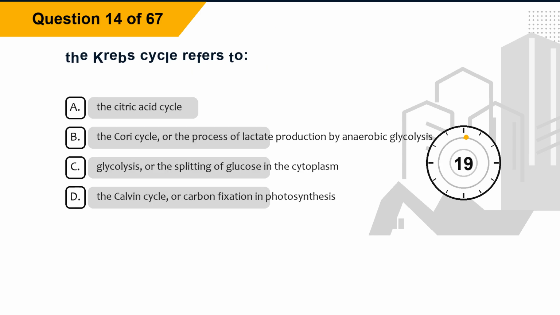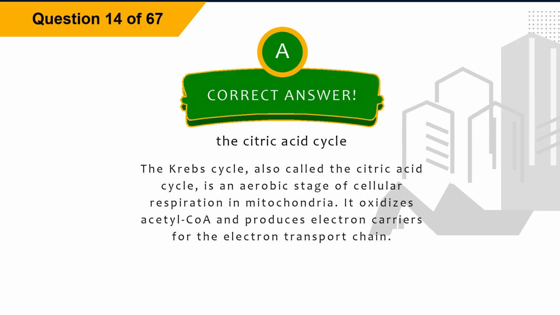Question 14. The Krebs cycle refers to option A, the citric acid cycle, option B, the Cori cycle, or the process of lactate production by anaerobic glycolysis, option C, glycolysis, or the splitting of glucose in the cytoplasm, option D, the Calvin cycle, or carbon fixation and photosynthesis. The correct answer is option A, the citric acid cycle.